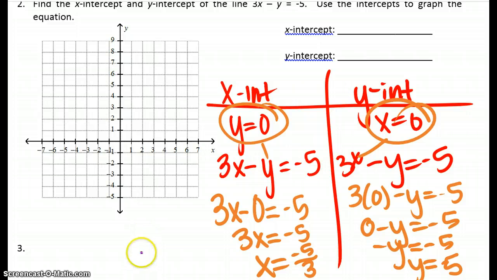So x is negative 5/3. That's almost negative 2, so I'm going to plot it at almost negative 2. Y is equal to 5. Plot that at 5, and then I have my graph.